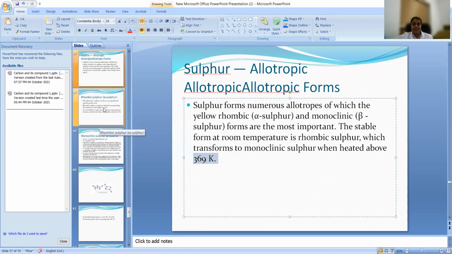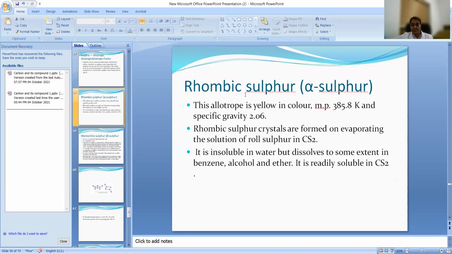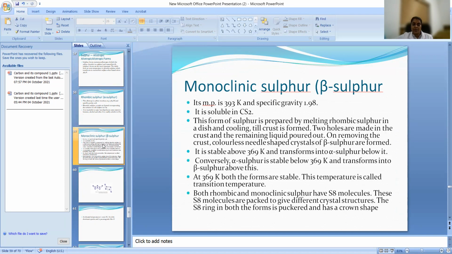So let us see first alpha, that is rhombic sulfur. It is yellow sulfur. Rhombic sulfur crystals are formed on evaporating a solution of roll sulfur in carbon disulfide. It is readily soluble in CS2. It is insoluble in water. Now monoclinic sulfur, it is soluble in CS2.